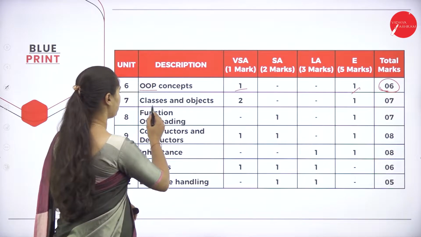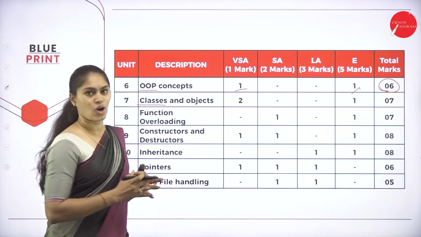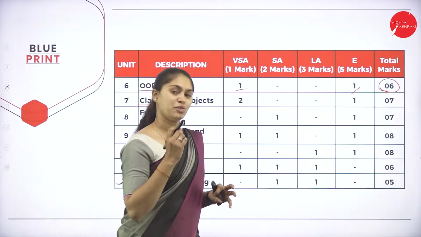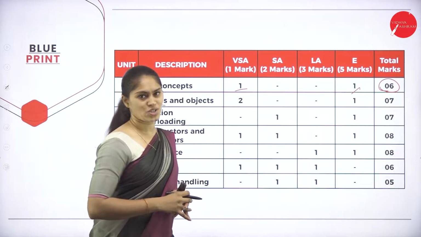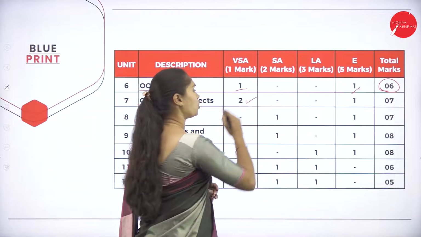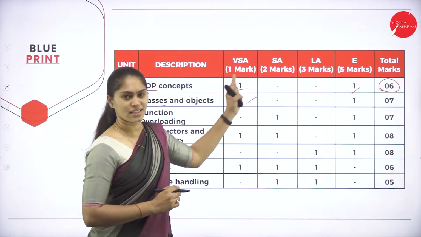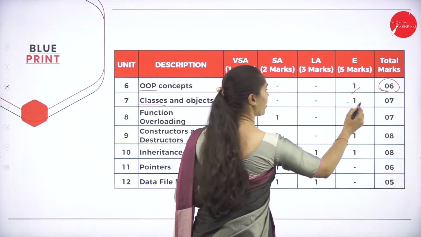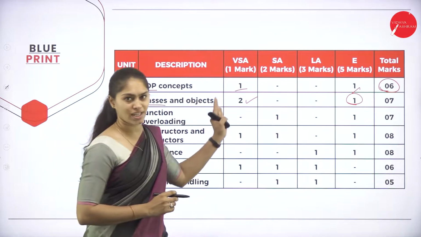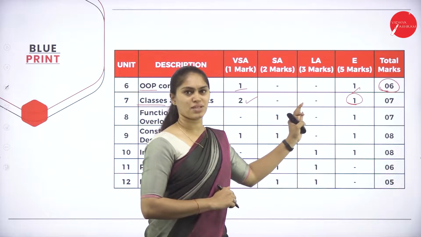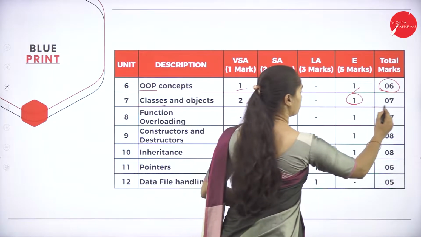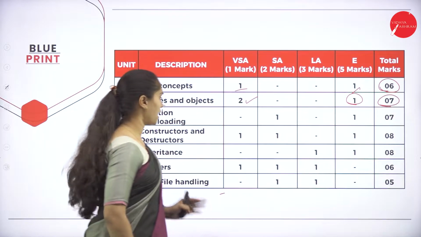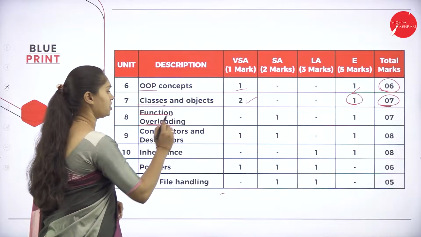We'll see chapter number 7, that is classes and objects. From this chapter you have to concentrate on the 1 mark question, as you are going to get 2 questions in Part A, that is in the section of 1 mark questions, and you are going to get 1 five mark question. Totally you will be getting 3 questions from chapter number 7, and that will be for 7 marks. Then chapter number 8, that is function overloading.